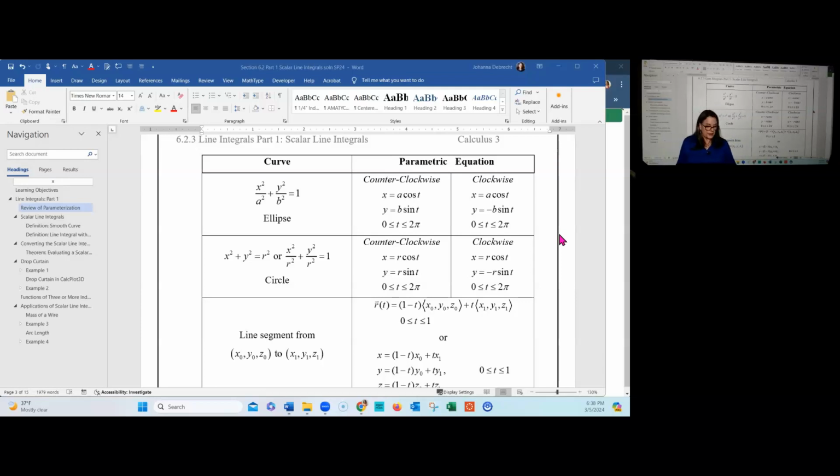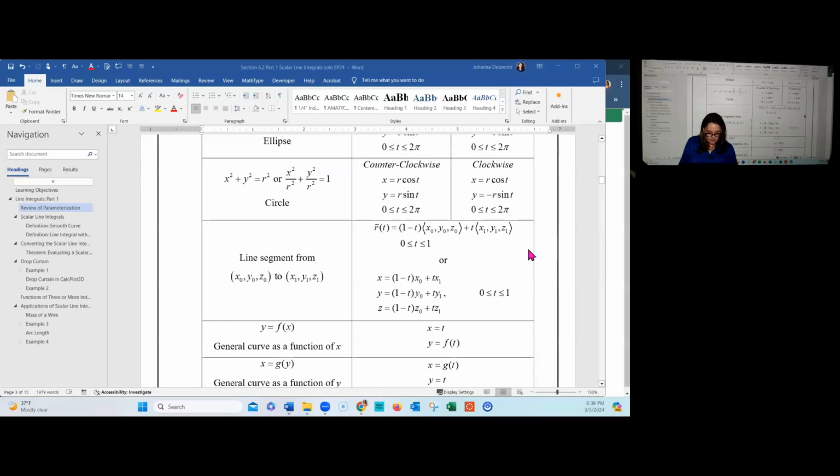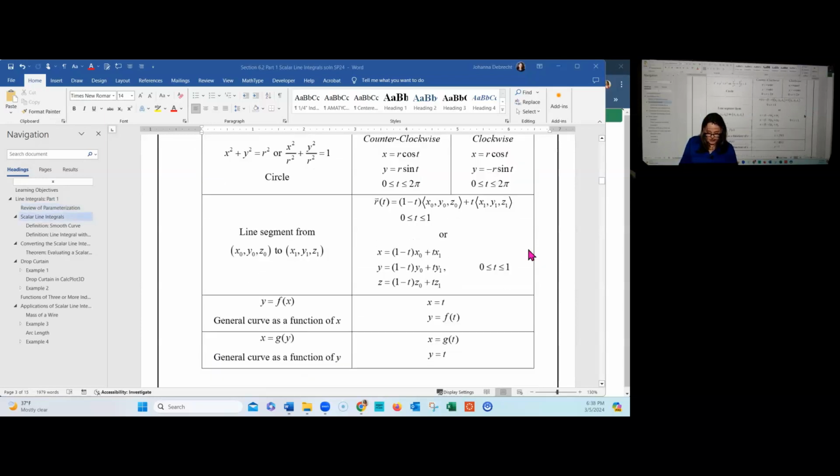There are various ways of parameterizing a line segment, but one of the methods that we covered in section 3.0 was a line segment from some point x naught, y naught, z naught to x1, y1, z1. In order to parameterize it, we wrote it as a space curve, where r as a function of t is equal to 1 minus t times the initial point represented as a position vector, plus the parameter t times the second point also represented as a position vector.